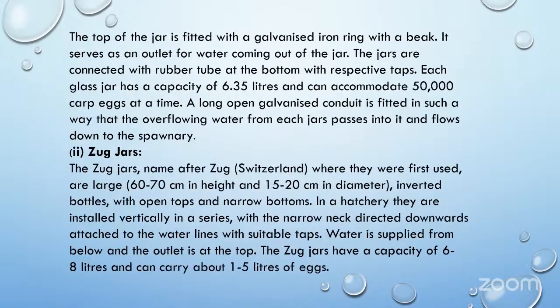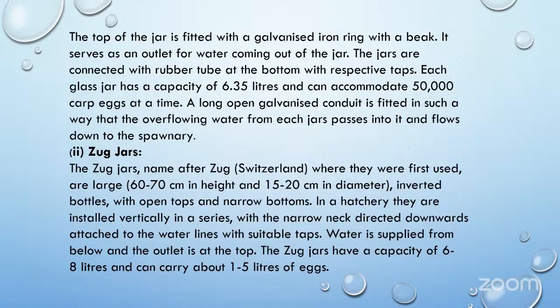The top of the jar is fitted with a galvanized iron ring with a beak. It serves as an outlet for water coming out of the jar. The jars are connected with a rubber tube at the bottom with respective taps. Now, each glass jar has a capacity of 6.35 liters and can accommodate 50,000 carp eggs at a time.